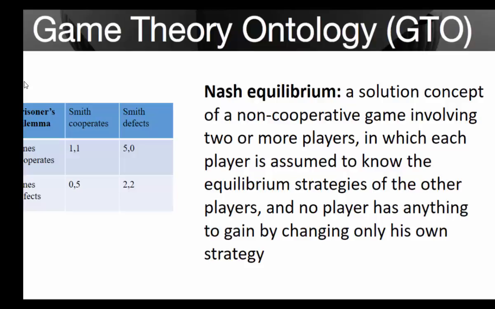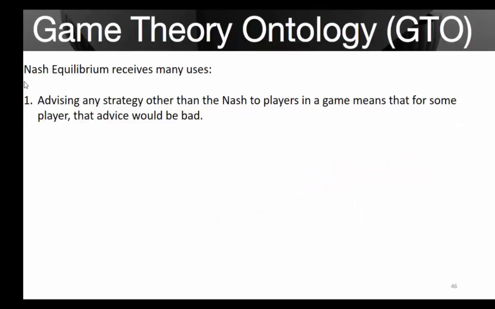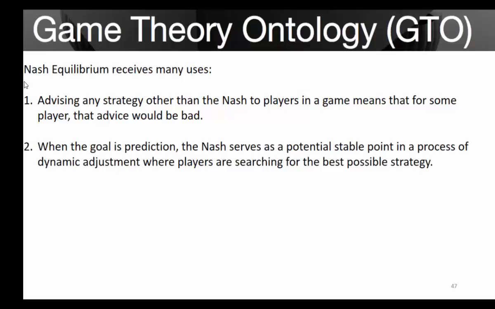In this case, the Nash equilibrium is this possibility because each player would potentially end up doing much worse by switching their strategies and choosing a different choice. Now, Nash equilibria are really important and they serve a number of different purposes. First of all, if you advise any strategy other than the Nash to players in a game, that means for some players that advice would be really bad. Right? They could end up losing heavily if you advise them anything but the Nash.